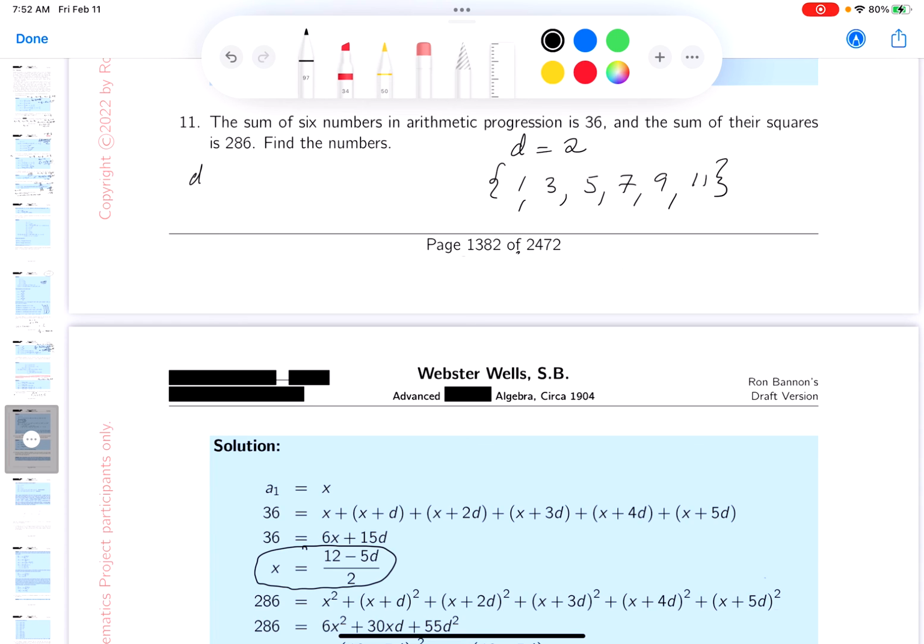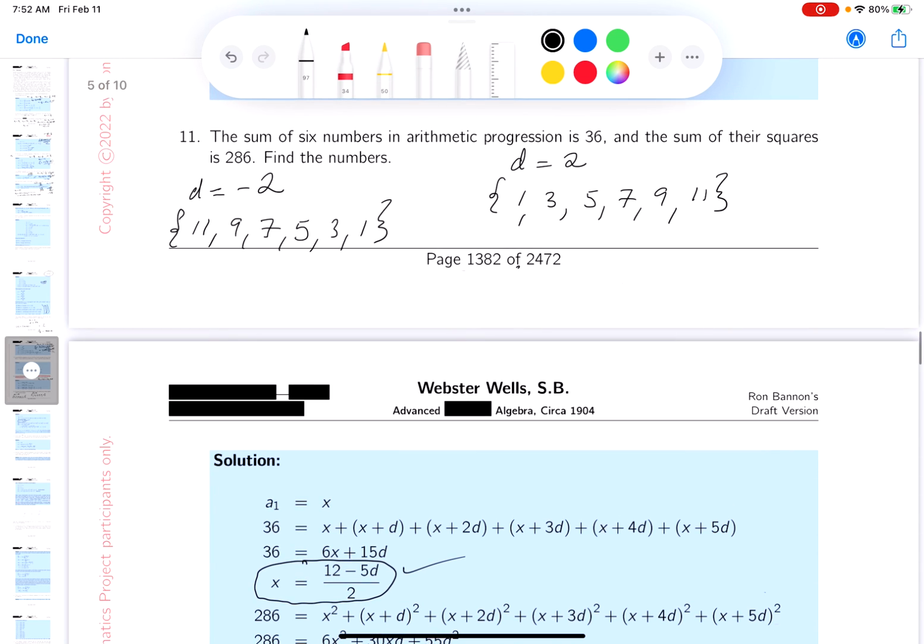I want to do d equals minus 2, though. How do you do that? Again, you're going back to this to figure out what the first term is. Well, that's going to be 12 plus 10, which is going to be what? 22. And 22 divided by 2 is going to be 11. Down 2. If you go down 2, what do you get? 9. Down 2. 7. Down 2. 5. Down 2. 3. Down 2. 1. All right?